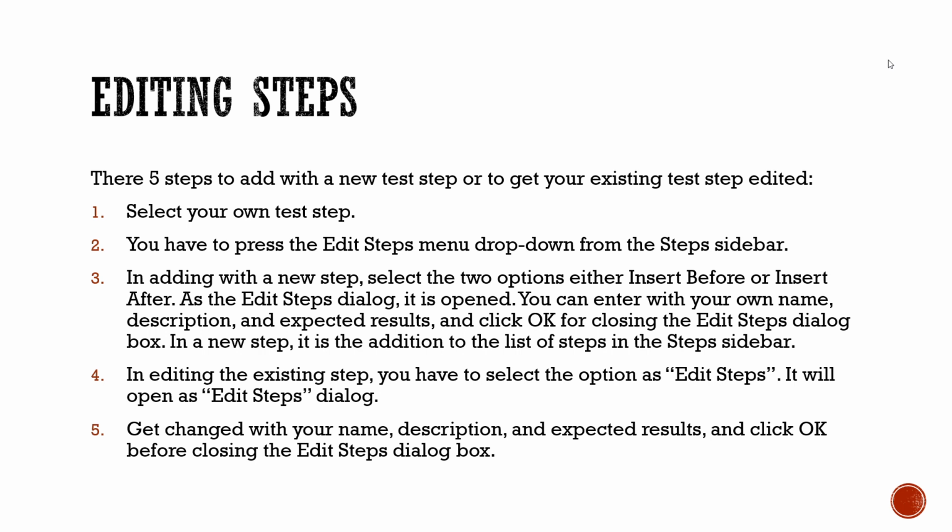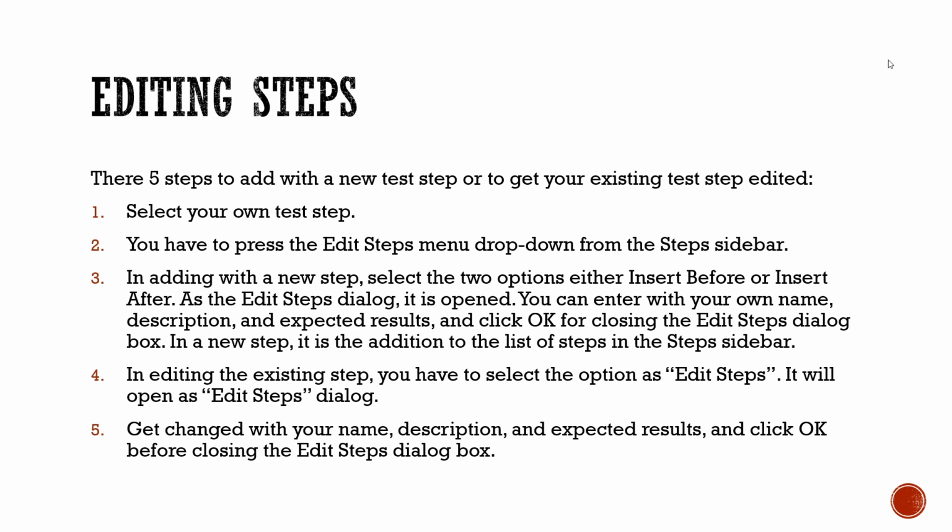Editing steps. There are ways to add a new test step or to get your existing test step edited. Select your own test step. You have to press the Edit Steps menu drop down from the step sidebar. In adding a new step, select one of the two options, either Insert Before or Insert After.